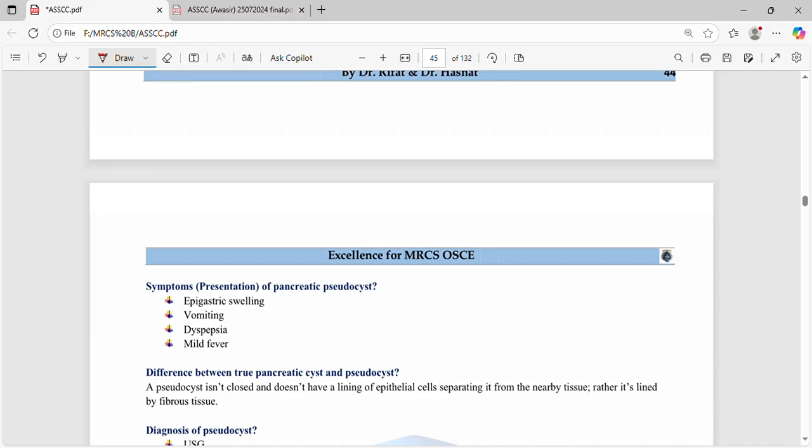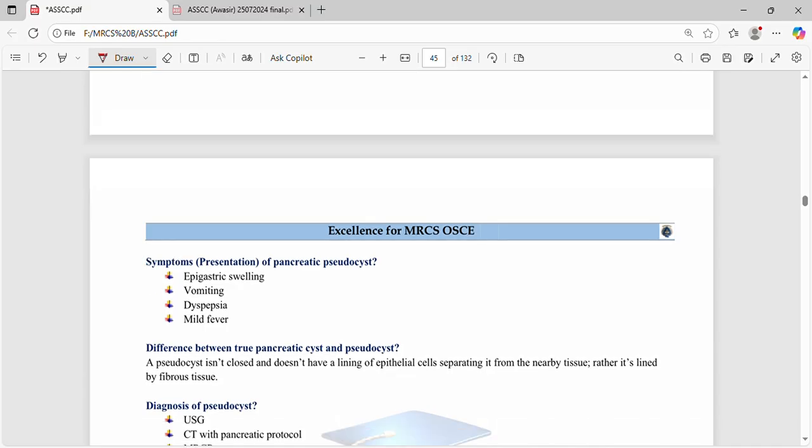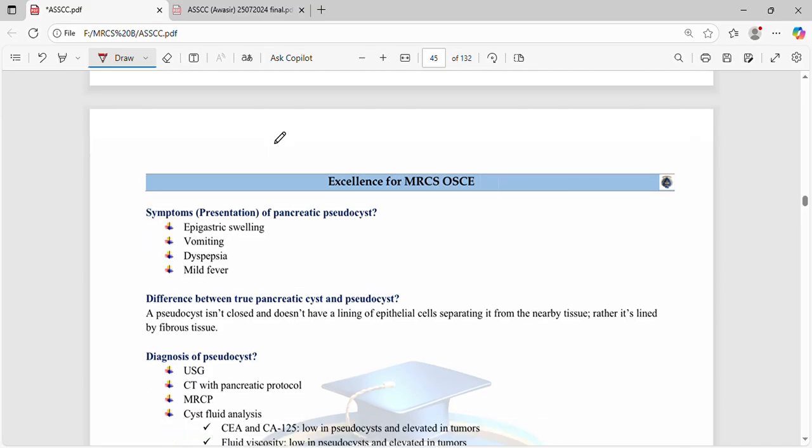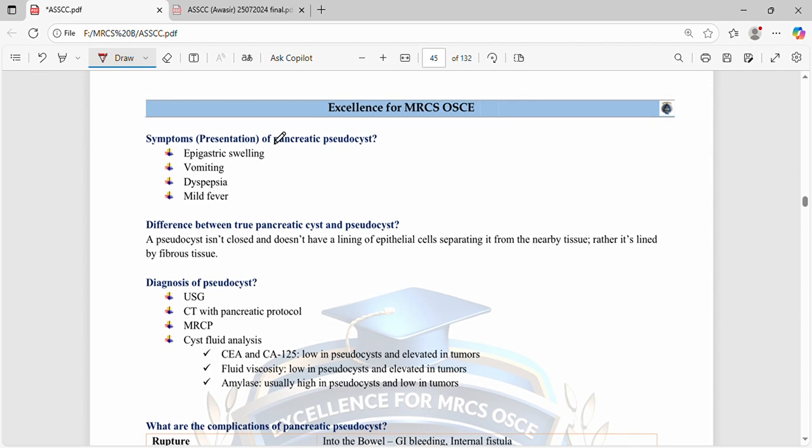Differences between true pancreatic cyst and pseudopancreatic cyst. So a pseudopancreatic cyst is not closed and does not have lining epithelial cells. It has a false capsule separating it from the nearby tissue. Rather, it's lined by fibrous tissue. Whereas a true pancreatic cyst has a true lining of epithelium, and it's in the parenchyma.